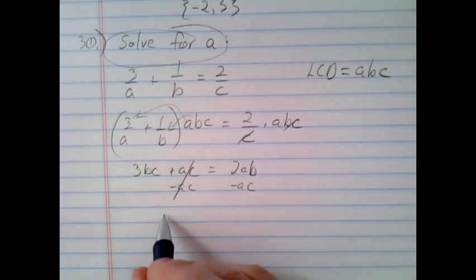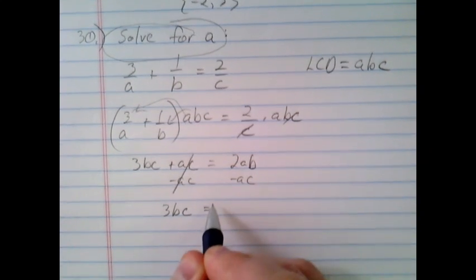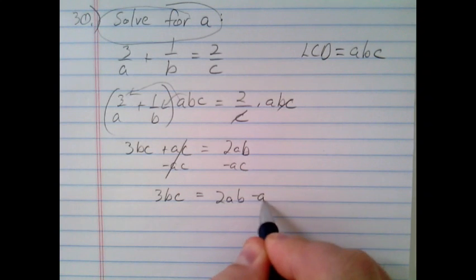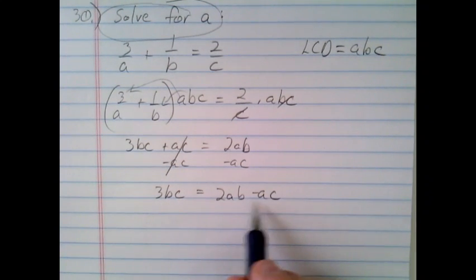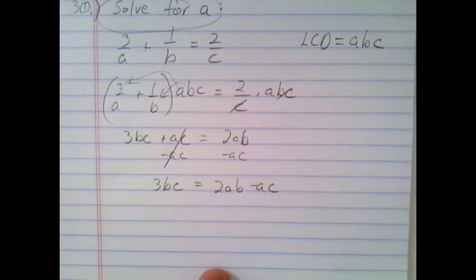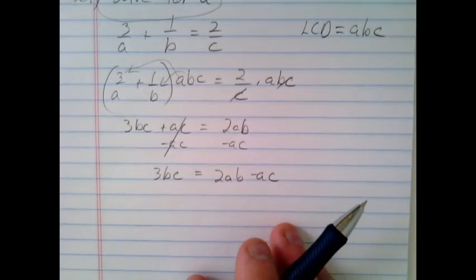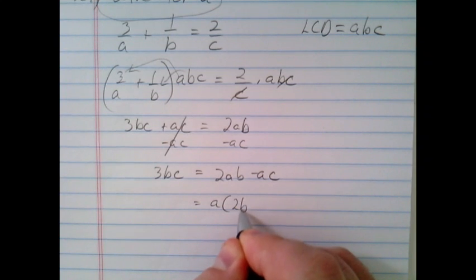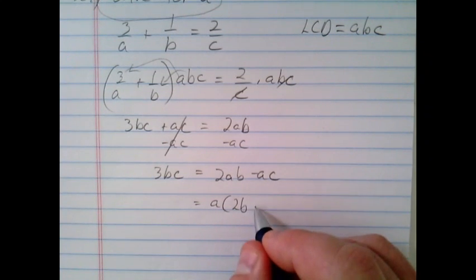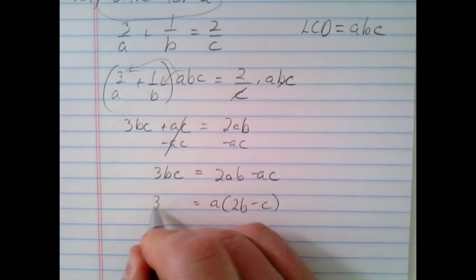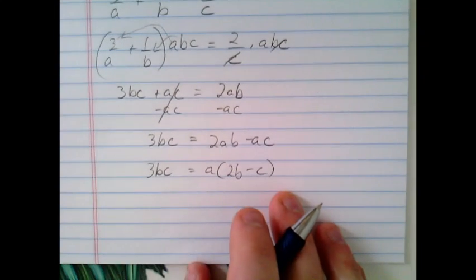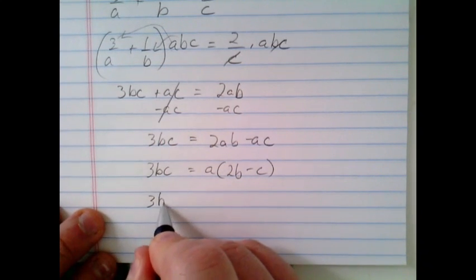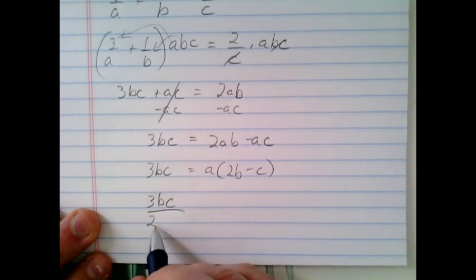So I get 3BC equals, on the right side, I just have 2AB minus AC. They're not like terms because the B's and C's don't match. So I can't really combine them, but what I can do is factor that A out on the right side so that I would have A times 2B minus C. Now, if I divide by that 2B minus C, I will have solved for A. So this is my answer.